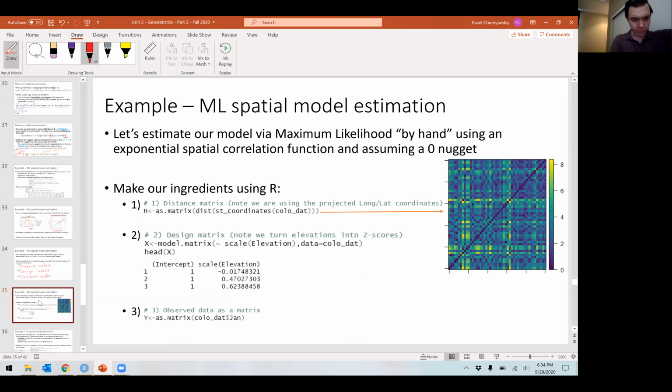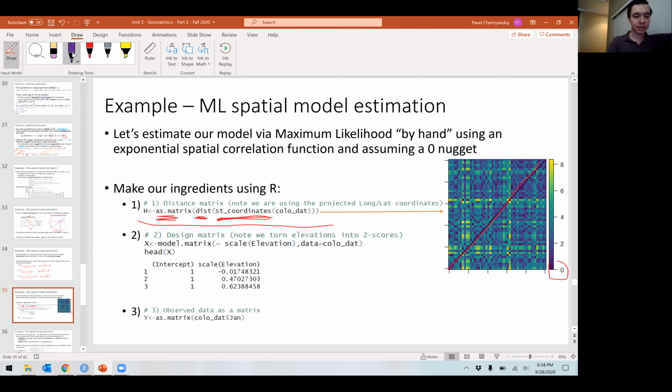Okay. You guys have seen this code before. I am pulling off the coordinates of my spatial data set. I'm finding the distance among those coordinates, and I'm making it a matrix. And I can then plot the matrix. Of course, it has zeros on the diagonal. And sometimes it's useful to note just how far apart our data can be. 8 decimal degrees is the largest observed distance.